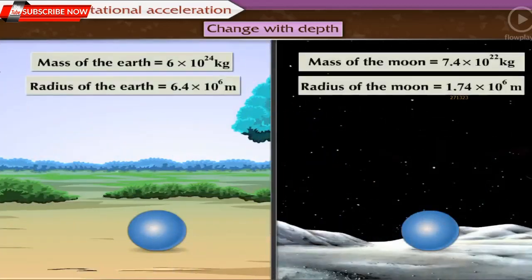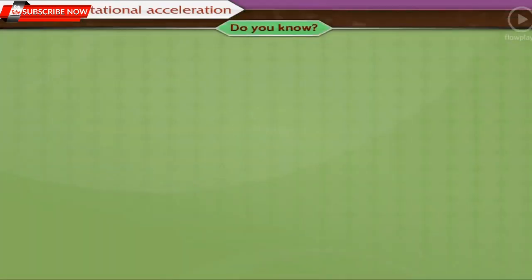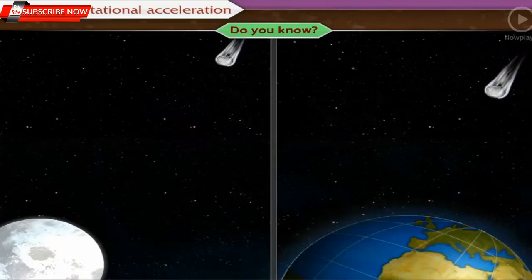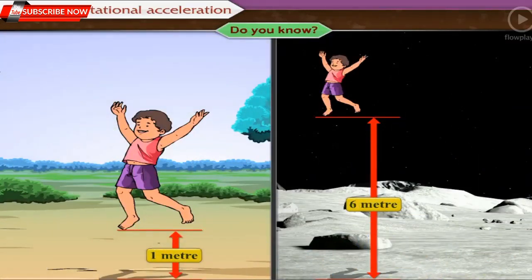The mass and radius of every planet and satellite is different. Hence, the value of acceleration due to gravity on their surfaces are different. Do you know? The acceleration due to gravity on the surface of the Moon is 1/6 of the value on the Earth, due to which, using the same amount of force, we can jump 6 times higher on the Moon as compared to that on the Earth.